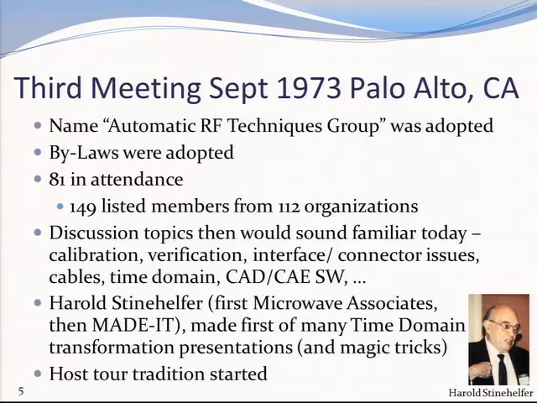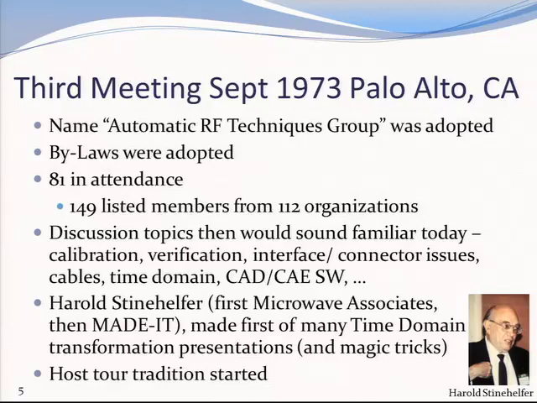The other thing that's interesting is the discussion topics at this third meeting would sound very familiar to what's been discussed today. Calibration, verification, interface connector issues, cables, time domain, CAD, and CAE. Those were the topics then, and they're still the topics now. It's really kind of interesting.